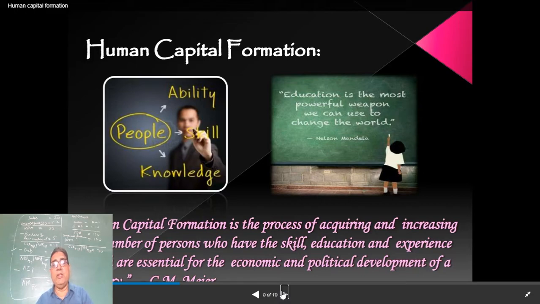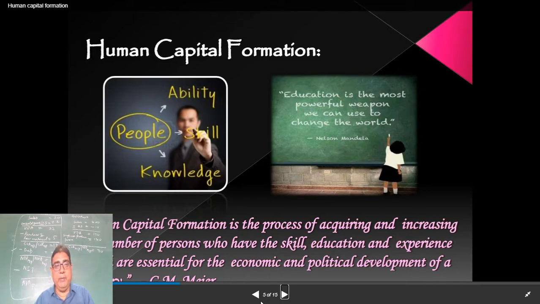So human capital formation is the process of acquiring and increasing the number of persons who have the skill, education and experience which are essential for the economic and political development of a country. So Mr. Harbison and Myers gave this definition. So this is also very important. So meaning of human capital formation. I am going to give my own definition.